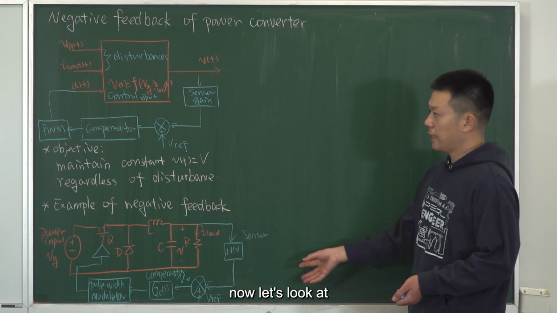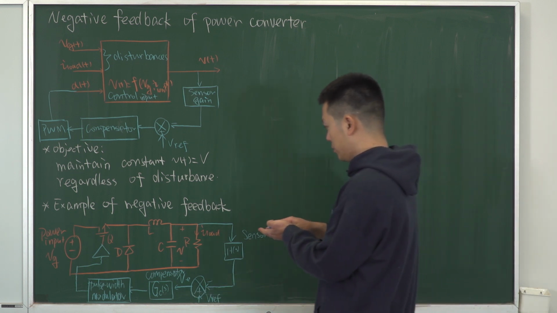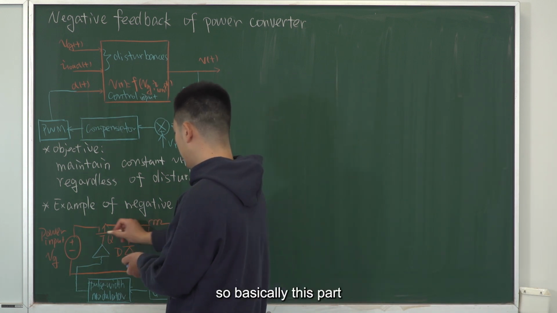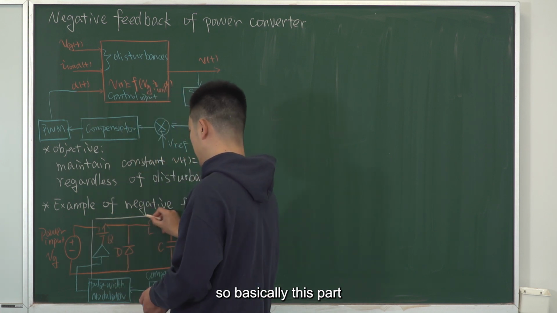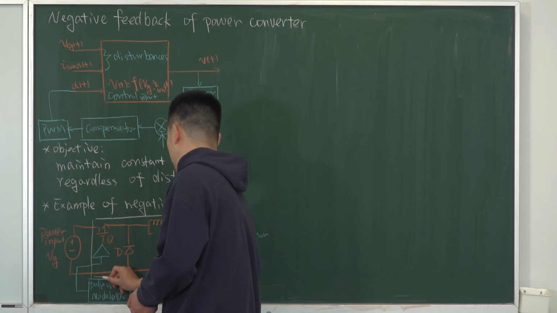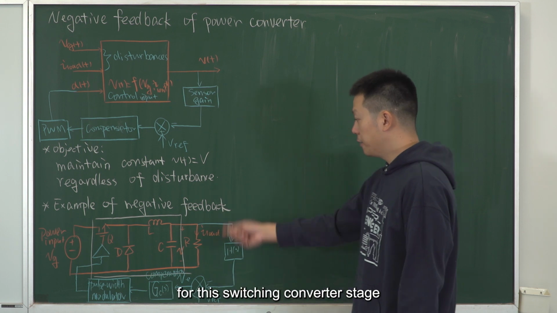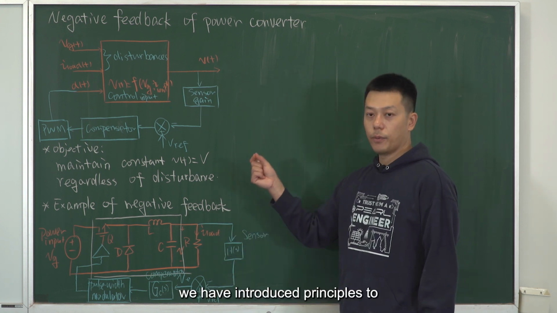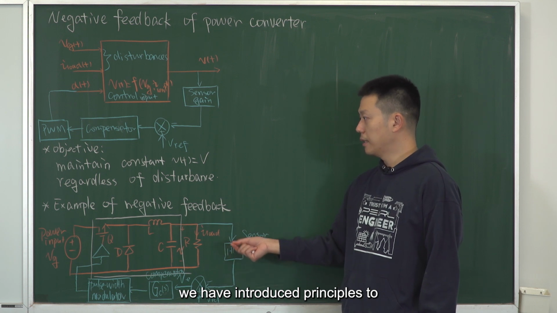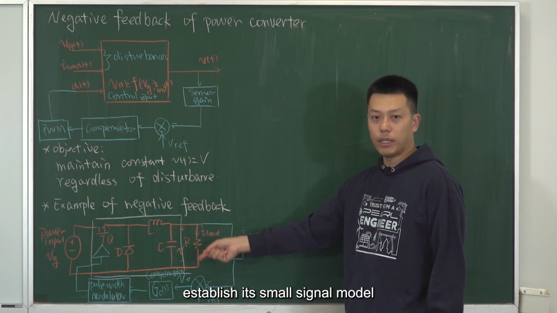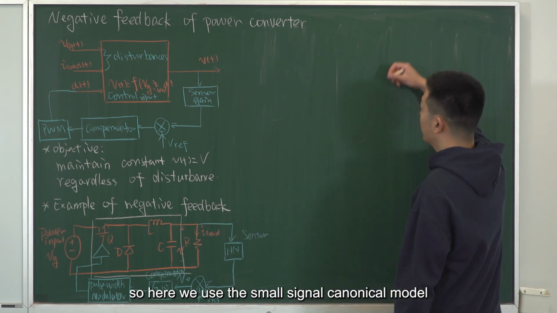Okay, now let's look at the power processing stage. So basically this part is circled as the switching converter stage. For this switching converter stage, we have introduced the principles to establish its small signal model, right? So here we use the small signal canonical model.